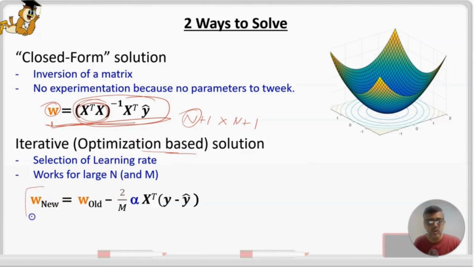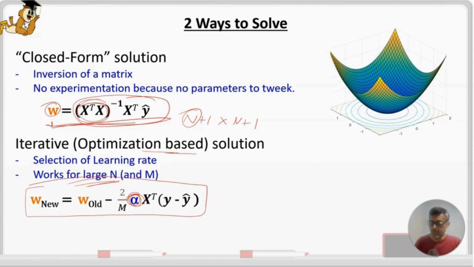On the other hand, the iterative or the optimization based solution involved selection of a learning rate. This was the optimization iteration, W new equal to W old minus 2 over m alpha, which is the learning rate or the step size, times X transpose multiplied by the residual, right? So it involves selection of the learning rate, which, like we said, if you made bad choices, you would not converge. And on the other hand, it does work for large n, because there is no matrix inversion involved, you just keep iterating.